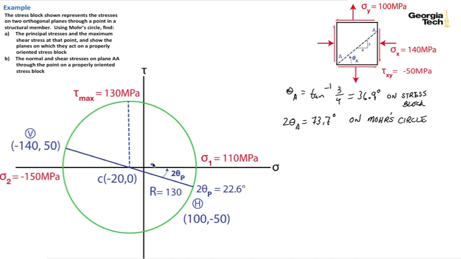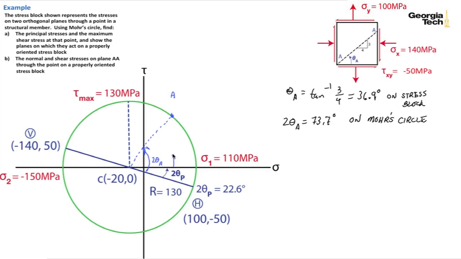And so we're going to go now from our horizontal face counterclockwise 73.7 degrees, and this is 2 theta sub A. And this is going to be our point A. And so we now have 2 theta sub A, we have 2 theta sub P.